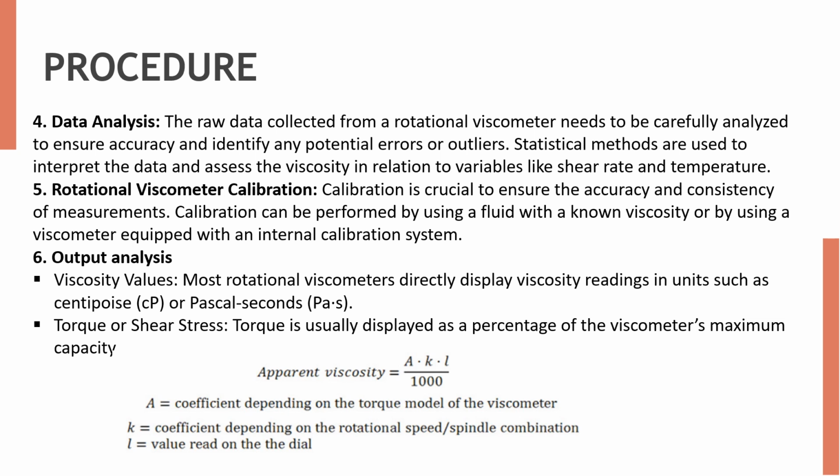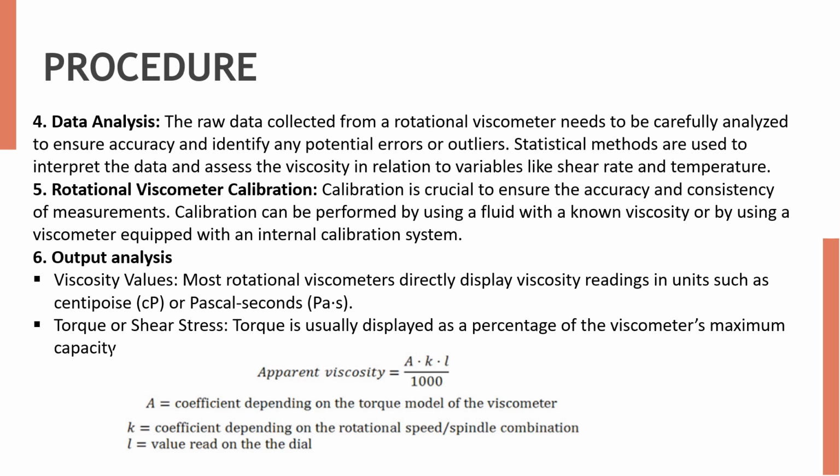Our next step is output analysis, which is an important step. For different types of rotational viscometers, there are different types of outputs which we obtain. Our first type of output is viscosity values. In the current situation, the rotational viscometers used directly display the viscosity readings in units such as centipoise or Pascal seconds. So this eliminates the need to calculate the values manually.